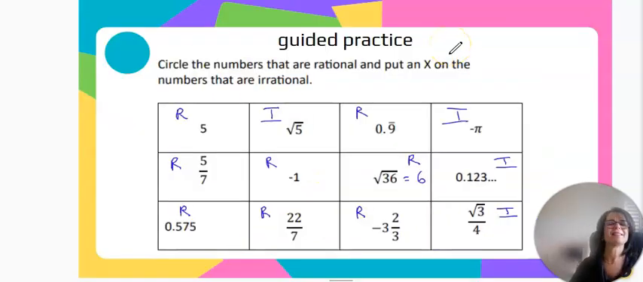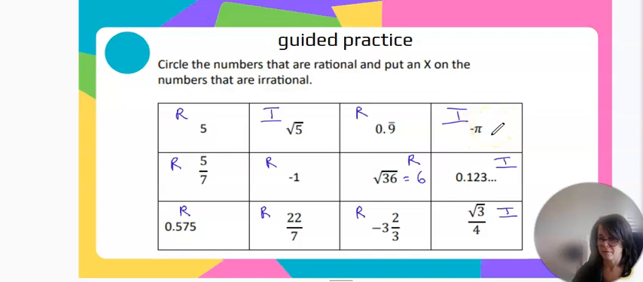All right, let's look at these examples. Some of them will be really obvious to you, and others you'll really have to think about. The number 5, it's rational. It's just a regular number. But the square root of 5, right? If I did a factor tree, there's certainly nothing to pair up. That is irrational. 0.9 with the bar over it means that 9 repeats. That's a pattern, which makes it rational.